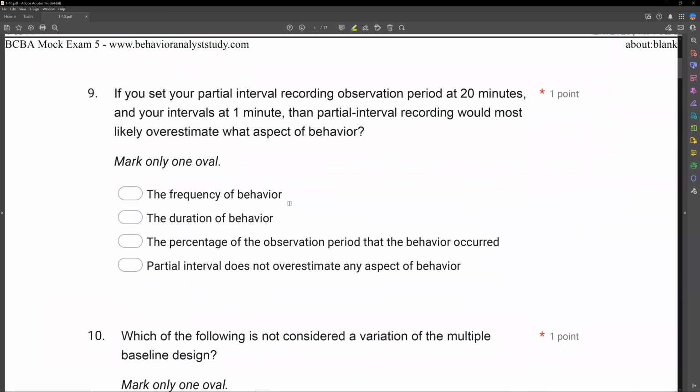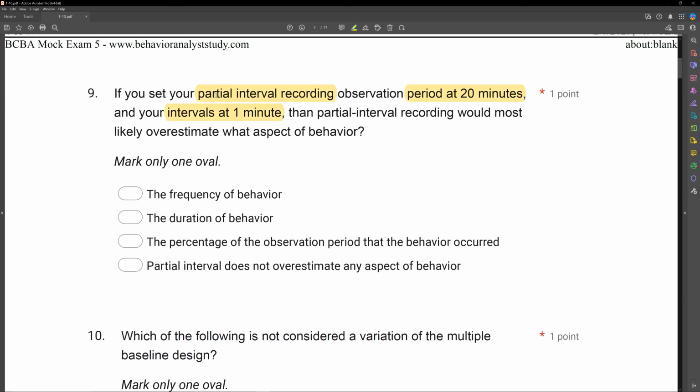9, if you set your partial interval recording observation period at 20 minutes and your intervals at 1 minute, then partial interval recording would most likely overestimate what aspect of behavior? All right, trickier question. So let's think about it. We're using partial interval recording. So partial interval recording says the behavior has to occur at any time during our interval to count. We set our observation period at 20 minutes and your intervals at 1 minute. You have 20 1-minute intervals. How many total data points can you get?